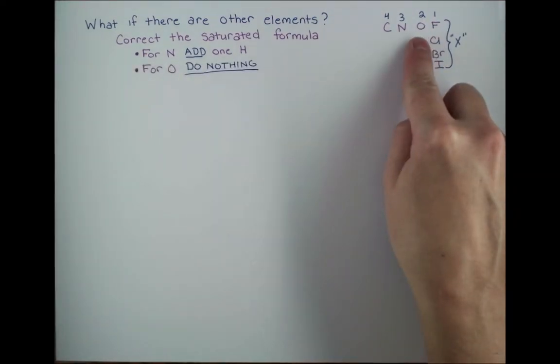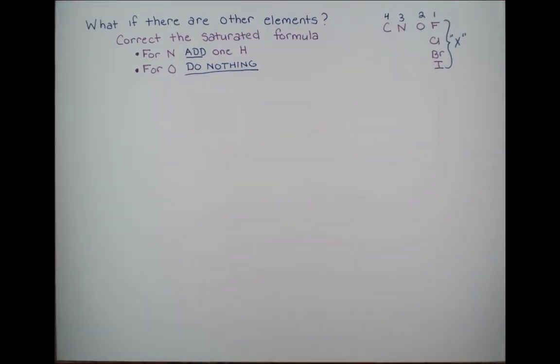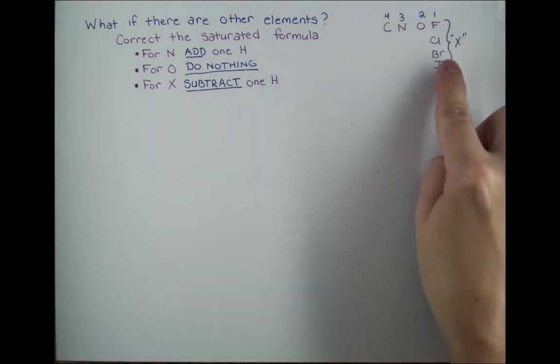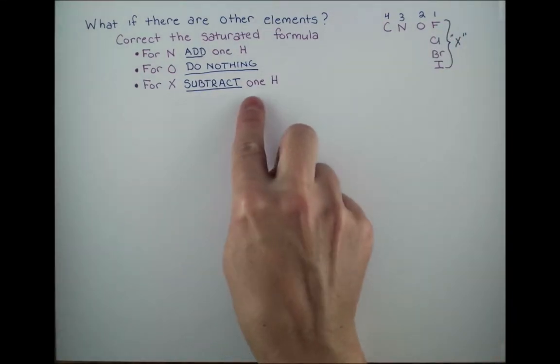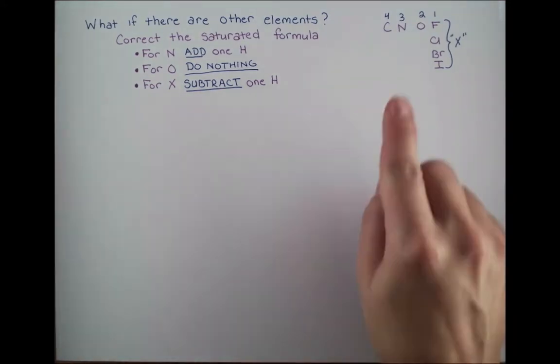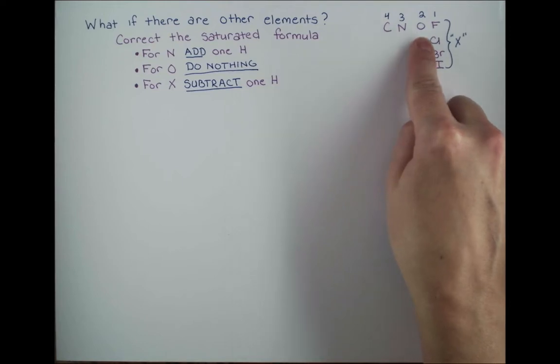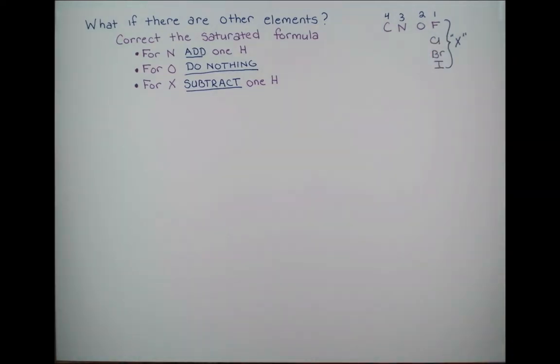Moving over 1, if we have an oxygen atom, do nothing to the original saturated formula. We won't add or subtract anything at all. Now if there are any halogens present in the formula, for each halogen, subtract 1 hydrogen atom. Now this correction has to do with the fact that nitrogen makes 3 bonds, oxygen 2, and the halogens 1 when they are neutral. Let's see why by looking at a few examples.